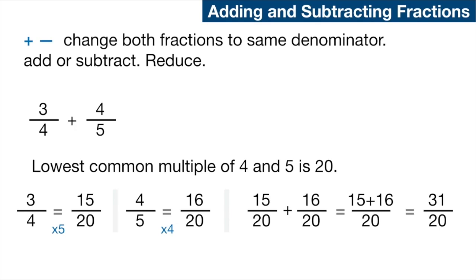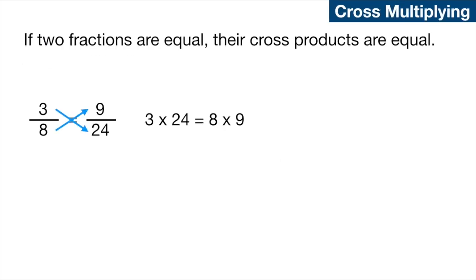So probably the hardest part here is to find the lowest common multiple of the two fractions. And in this case, that's 20. And then convert the fractions to that using that lowest common multiple as the denominator. And addition and subtraction both work the same way. Regardless whether you're doing addition or subtraction, it's the same operation.